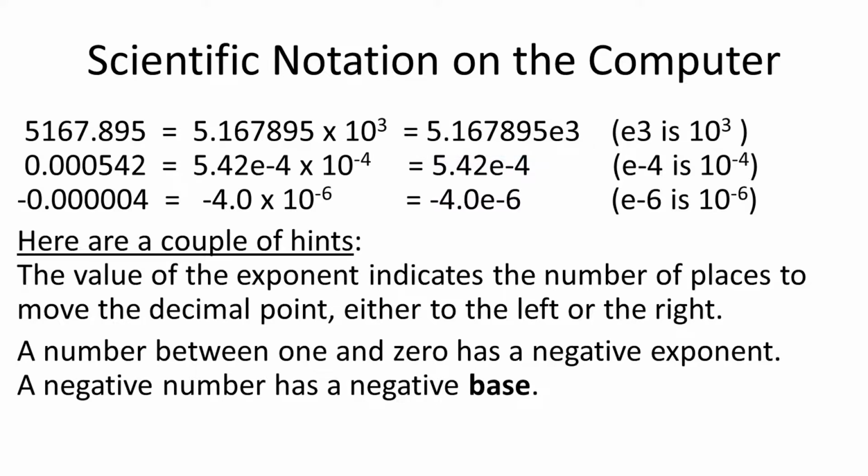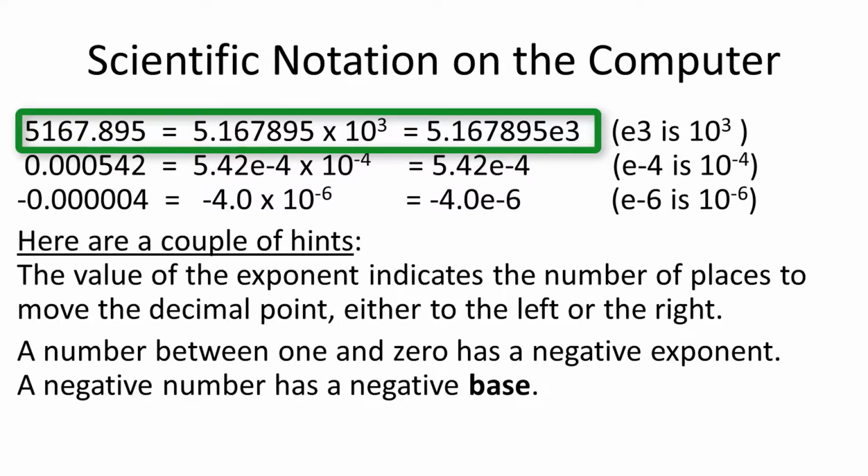Floating point numbers use data types float or double. Floating point numbers can be displayed using the fixed point notation, which looks like a normal number, or in scientific notation using base and exponent. Here are 3 examples. 5,167 is the same as 5.167895 times 10 to the third, and displayed as 5.167895 E3.